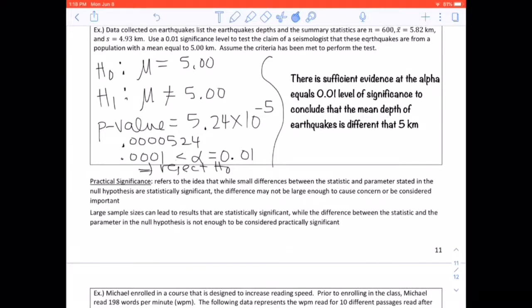So in conclusion, we would say there is sufficient evidence at the alpha equals 0.01 level of significance to conclude that the mean depth of earthquakes is different than 5 kilometers.